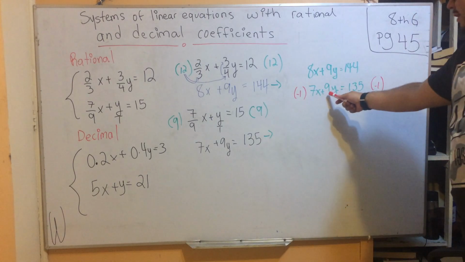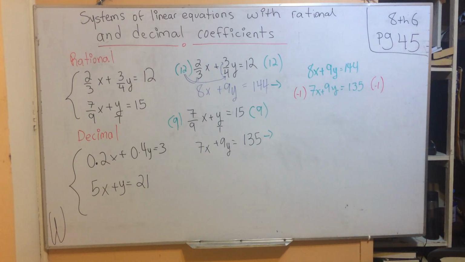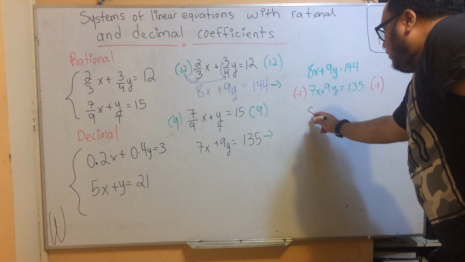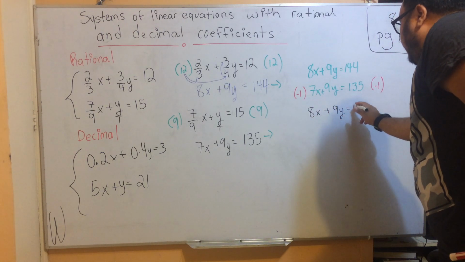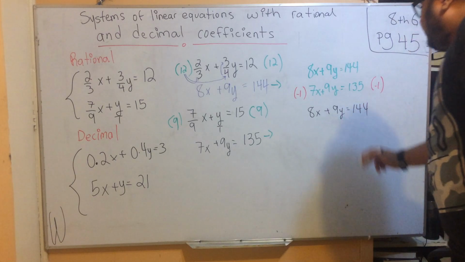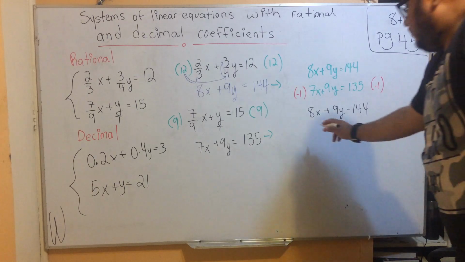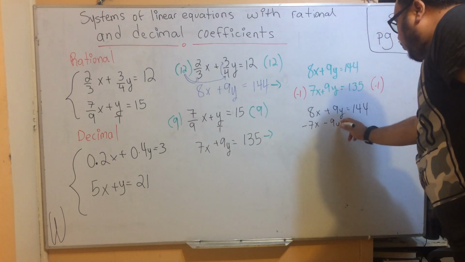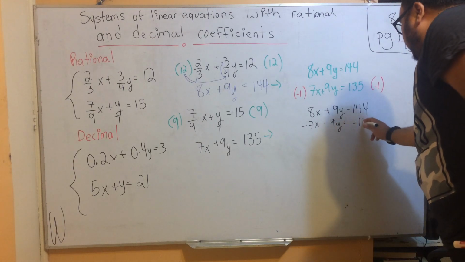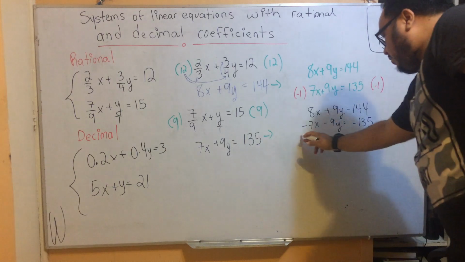Because I want to make either this 9 or this 9 negative so that I can cancel. Okay? So what do I have here? I continue to have the same equation on the top, 144, but now the bottom equation is negative 7x minus 9y equals minus 135. Why am I doing this?